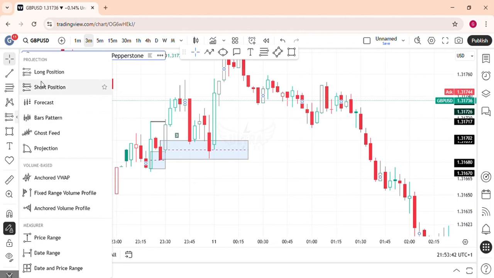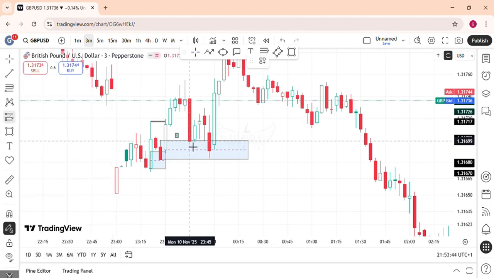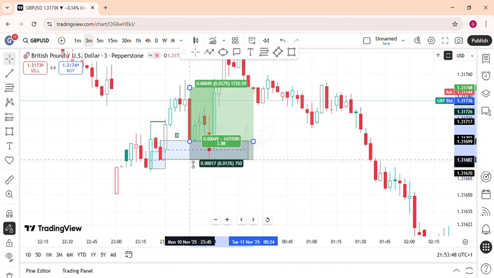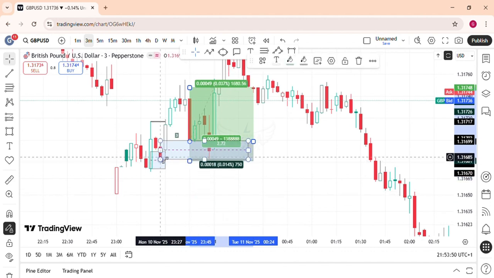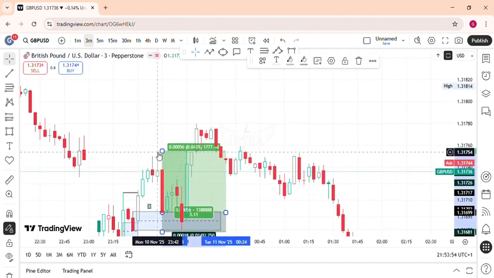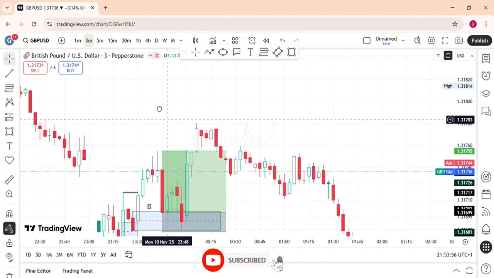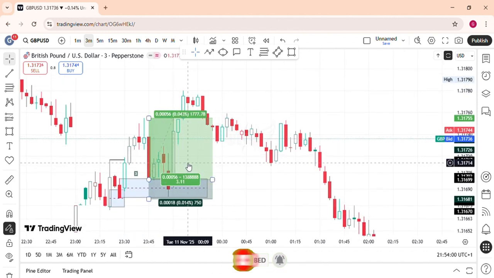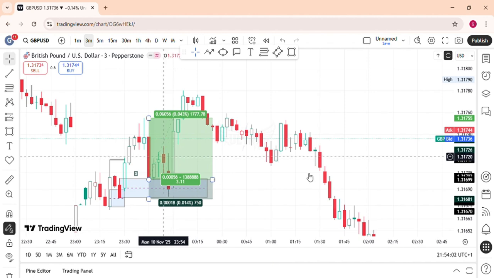So we have our entry, and our stop loss is right below this low, and our take profit will be at the immediate high that we can see. This is giving us a 3.11 risk to reward ratio for this trade. So that was our trade number 3.